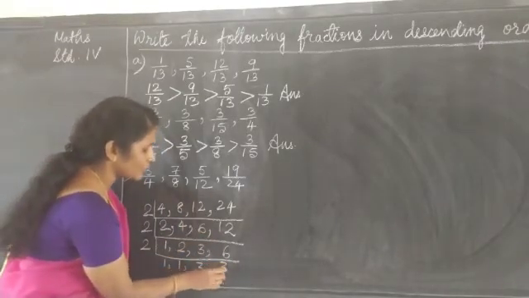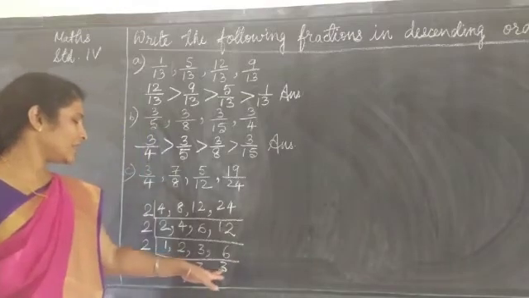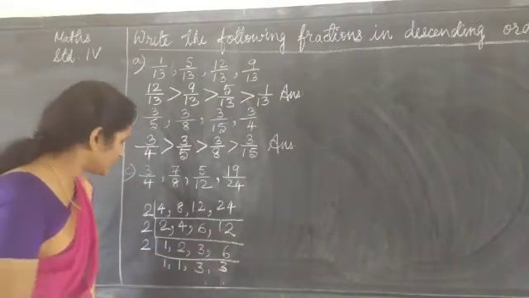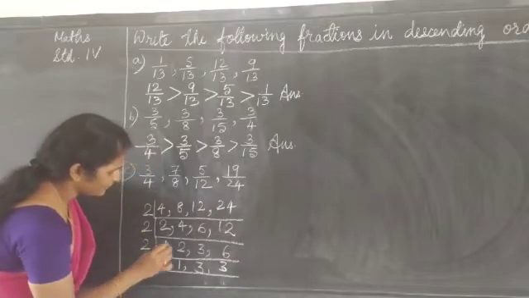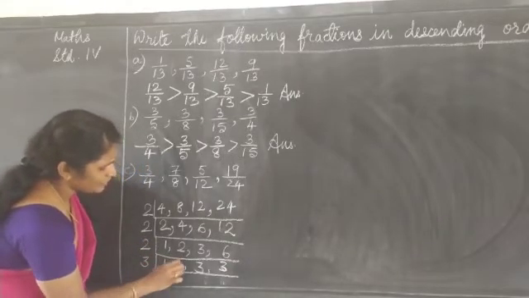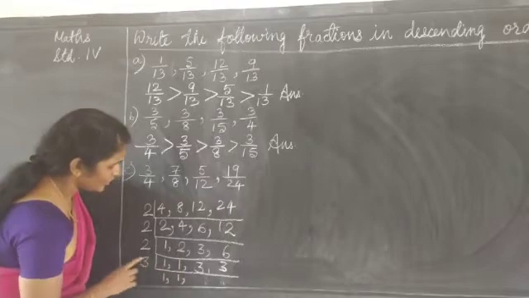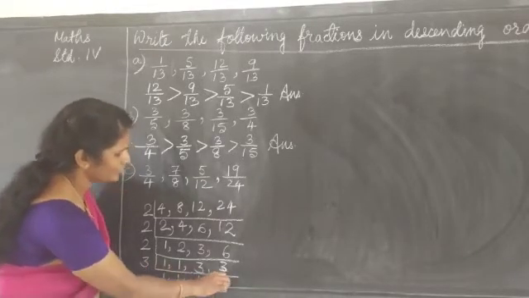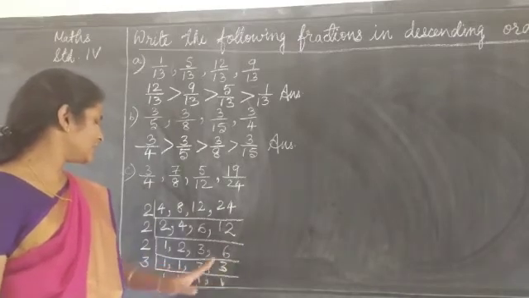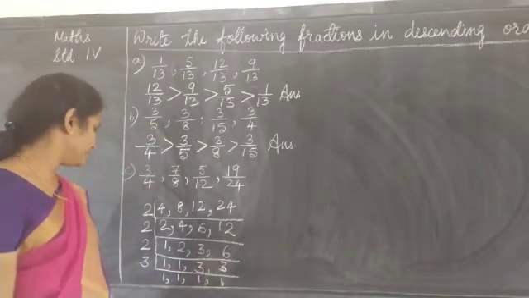Now can you continue the process? Yes, 3 and 3 both are divisible by 3. So we can continue the process here. 1 bring down the next one also. 3 1s are 3 and 3 1s are 3. As the remainders we got all 1.